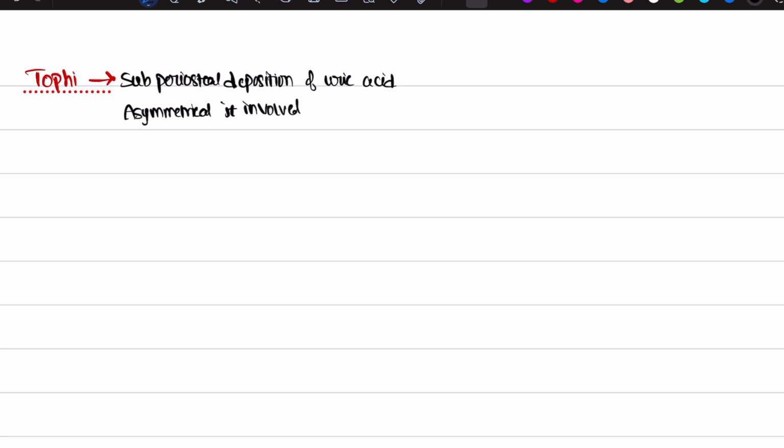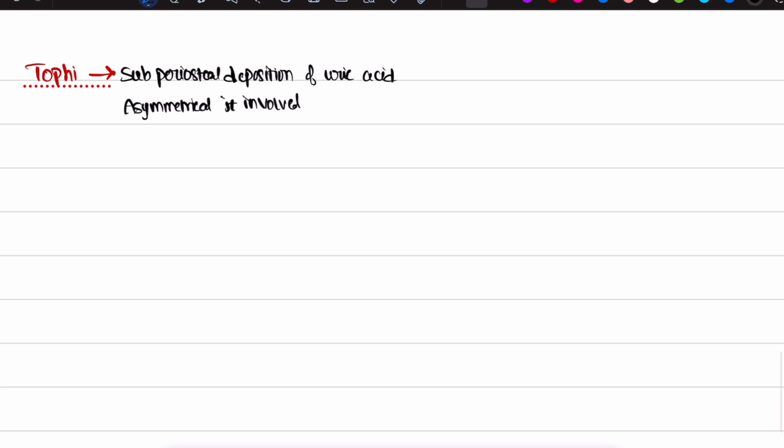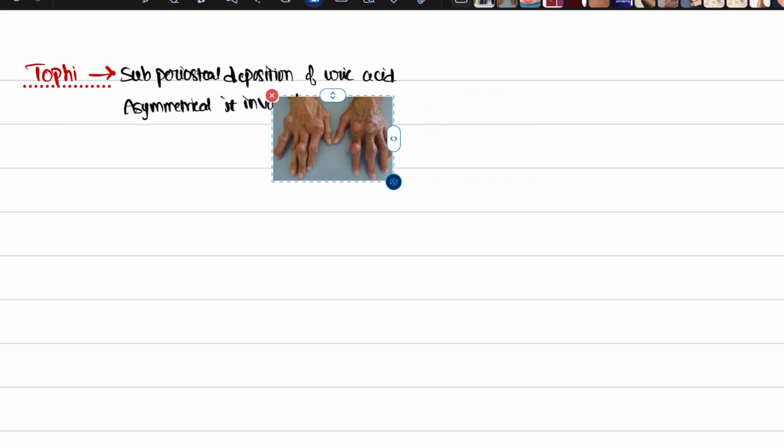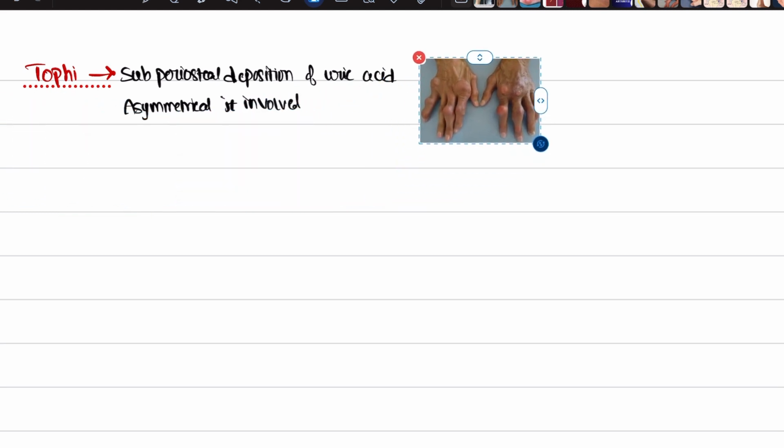And let me show you how these tophi look. See, these are the tophi. These ball-like structures, these are the tophi. These are asymmetrical. This is mostly appreciated. See, this one is a tophus. Tophi means subperiosteal deposition of uric acid. Here there was a deposition of uric acid that leads to the tophi.